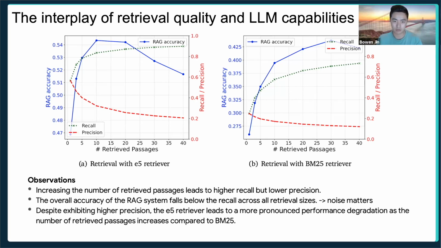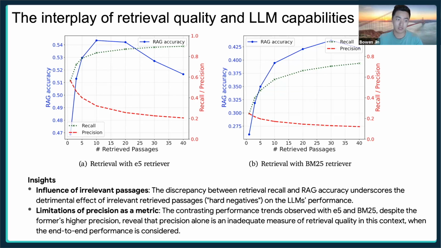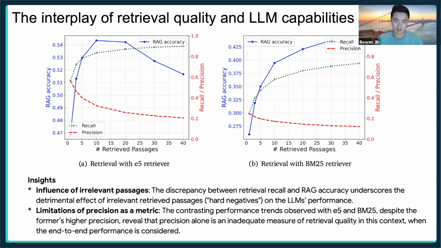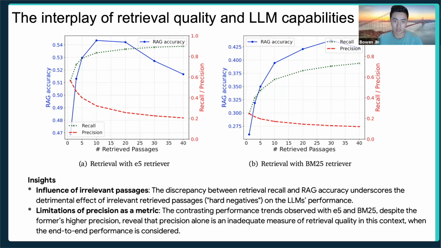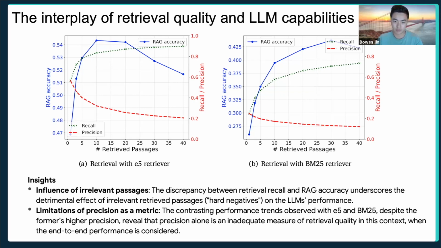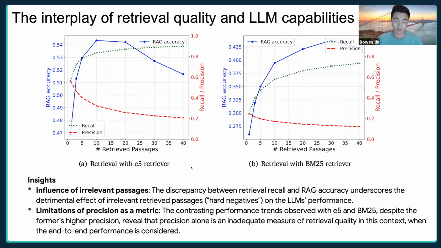In the second analysis, we'll dig into the details of how to measure the strength of the negatives and analyze what other factors are correlated to the strength of the noise. For this second analysis question, we would like to provide two kinds of insights. The first one is the influence of irrelevant passages. For both the E5 retriever and the BM25 retriever in RAG, even though we can present the relevant documents in context, in many cases the LLM still cannot accurately answer the question. They are misled by the negatives or irrelevant documents retrieved in context. The second insight is the limitation of precision as a metric. As we just mentioned, if we use E5, the precision is higher than using BM25 as a retriever, but RAG accuracy with E5 has a sharper decrease than with BM25. So precision alone is not a very good metric for measuring the effect of the noise.